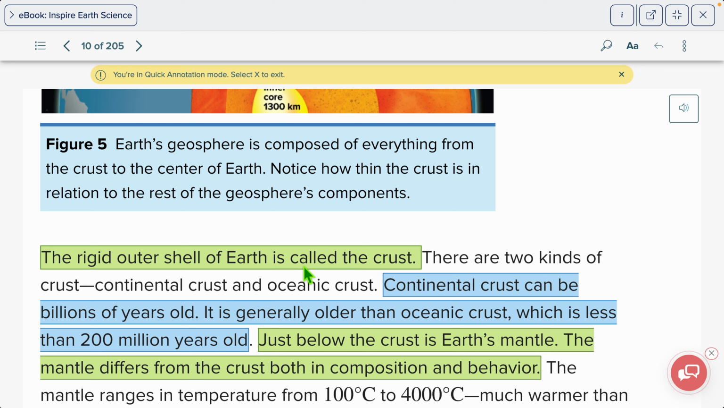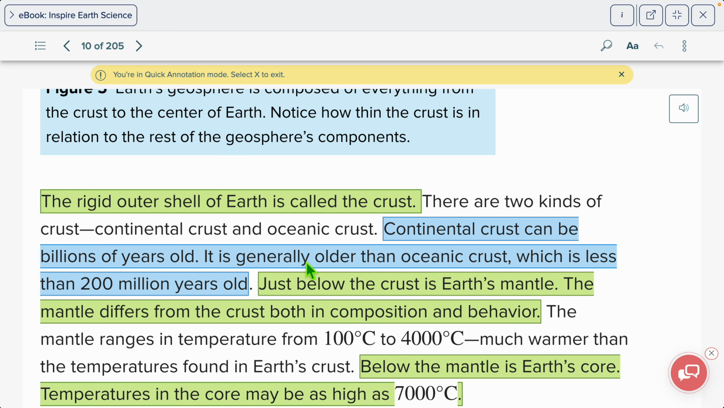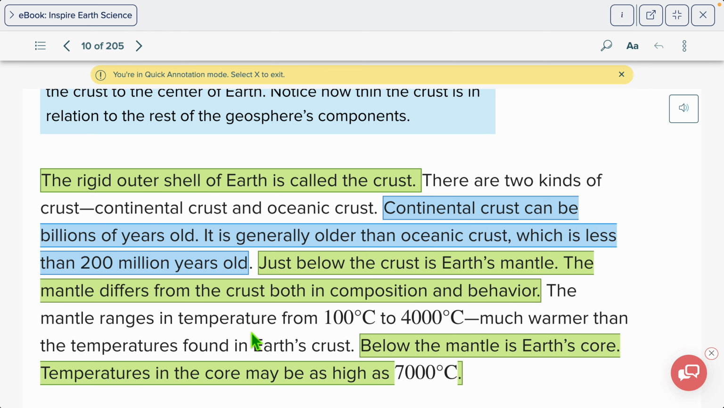So the rigid outer shell of the Earth is called the crust. It's kind of a description of it. There are 2 kinds of crust. You have continental crust and oceanic crust. Continental crust can be billions of years old. It's generally older than oceanic crust, which is less than 200 million years old. Just below the crust is the mantle, so that's part of your description of those. The mantle differs from the crust both in composition and behavior. The mantle ranges in temperature from 100 degrees Celsius to 4,000 degrees Celsius, much warmer than the temperatures found in the crust. And then below the mantle is Earth's core, where temperatures reach as high as 7,000 degrees Celsius.